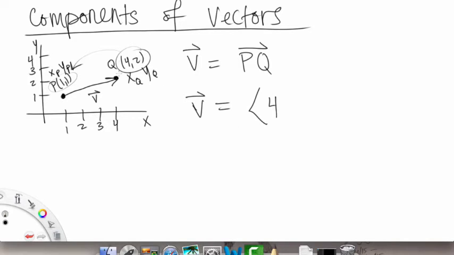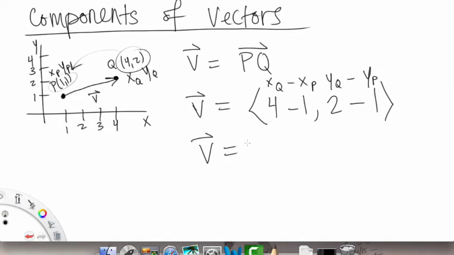So we're going to do x_Q minus x_P, so that would be 4 minus 1. And then to get your y component for your vector, you do 2 minus 1. Okay, so this is our x_Q minus x_P, and then y_Q minus y_P. And again, Q is your finish point, or your end point, and P is your base point. Alright, so then ultimately we just get the vector v is equal to (3, 1).